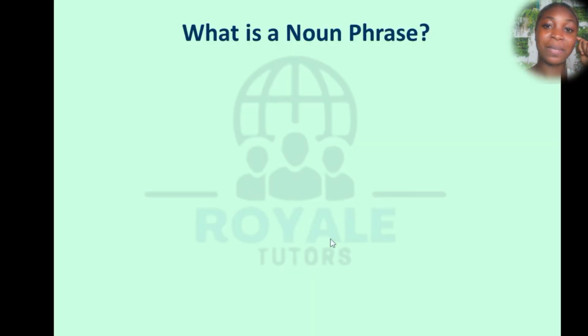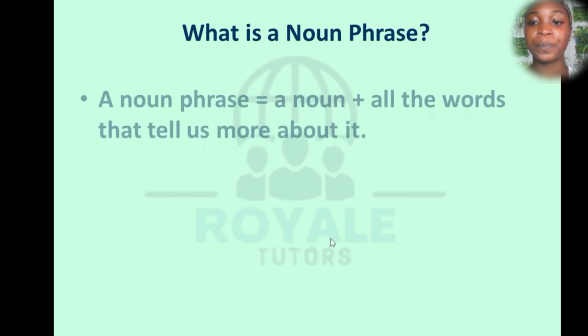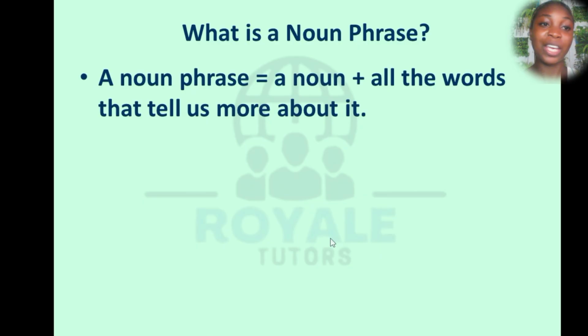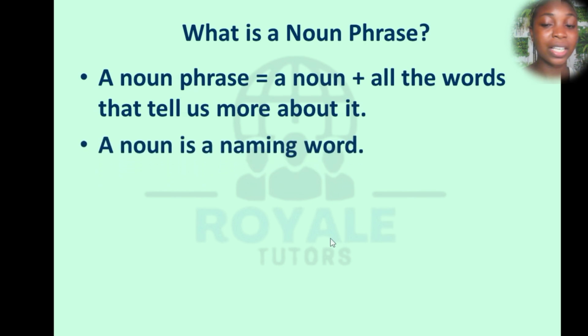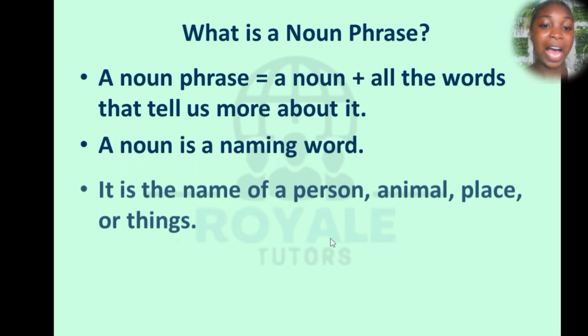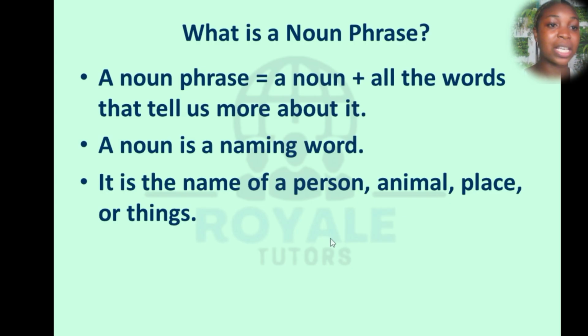So we're going to start with the meaning of a noun phrase. Now, what is a noun phrase? A noun phrase equals a noun plus all the words that tell us more about it. So that's to say that for you to have a noun phrase, you must have a noun, and I believe we all know what a noun is. A noun is a naming word. It's a name of a person, animal, place, or thing.